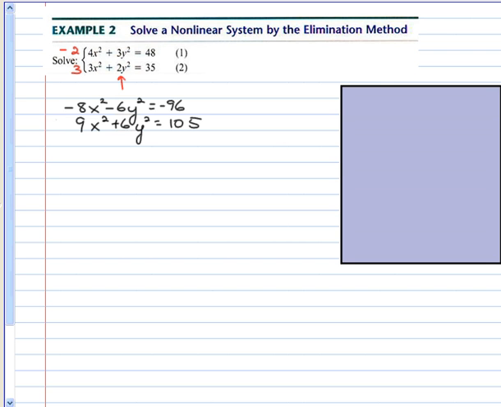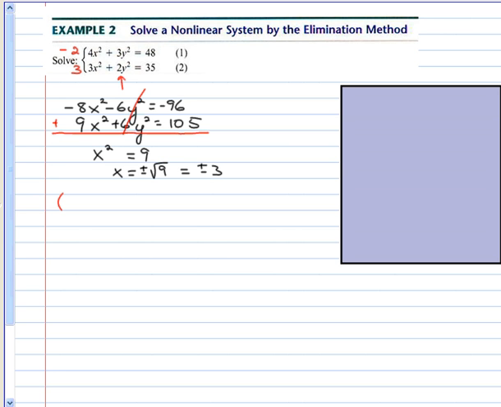Now I can add these together, and the y's will eliminate. That's why we set it up. So -8 plus 9, that's 1x squared, or x squared. Y squared terms are gone, equals, add those last two numbers together, we get a 9. So I need to solve for my x. Well, to get rid of my square, I need to take plus or minus the square root of that 9, which gives me two answers, a +3 or a -3.